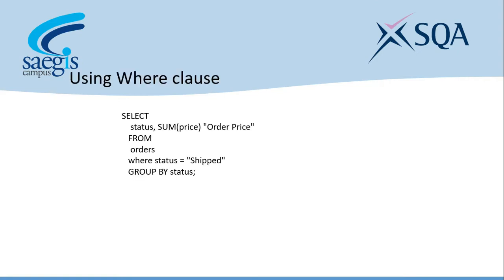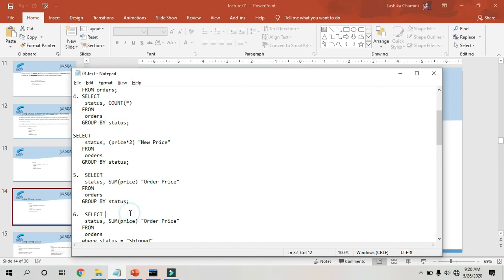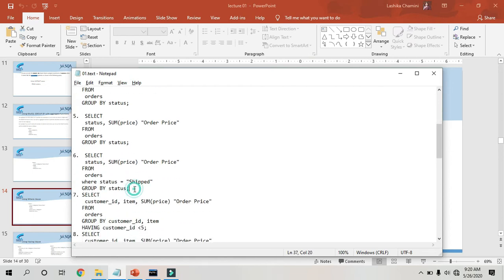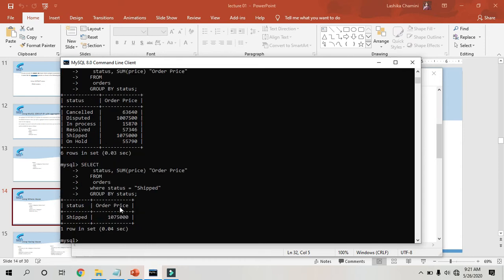And also with these group functions, the GROUP BY clause and the aggregation function, we can use the WHERE clause. For example, I only need to get the summation of price for the status shipped. So what I can do then is use this WHERE clause and filter the status shipped. So now you can see this query only gives the order price for status shipped.